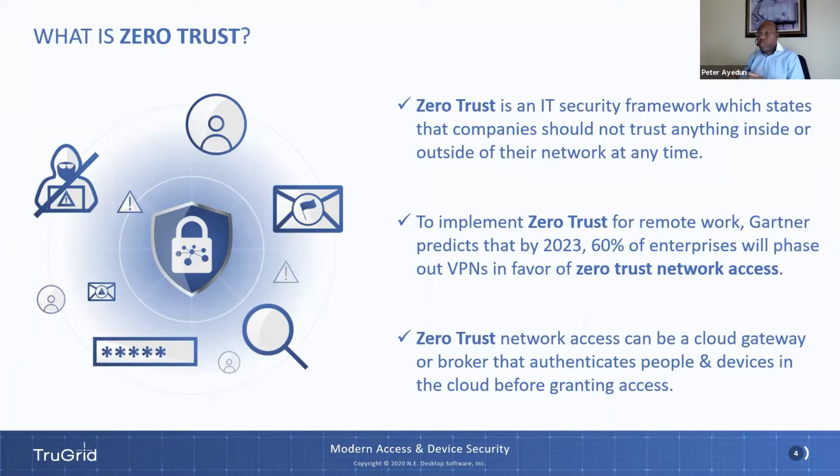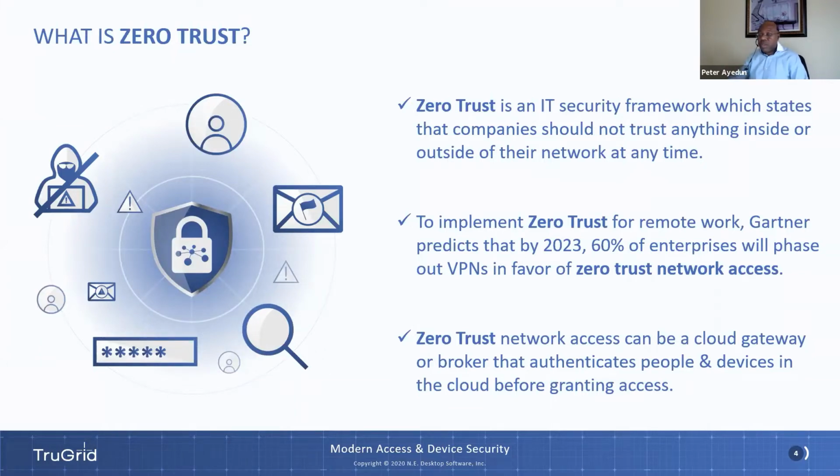Now, zero trust can be implemented in multiple different ways. For network access, one of the ways you do that is by actually authenticating people in the cloud and even devices in the cloud before granting access to the system itself. So for those who are not familiar with what zero trust is, that is essentially what it is. And again, it can be implemented for many different facets of IT.